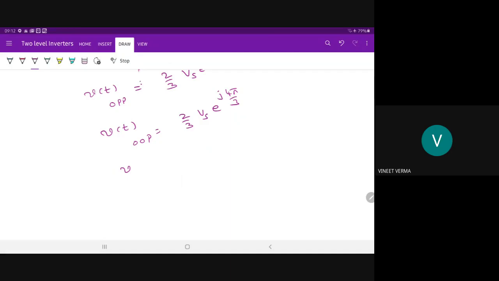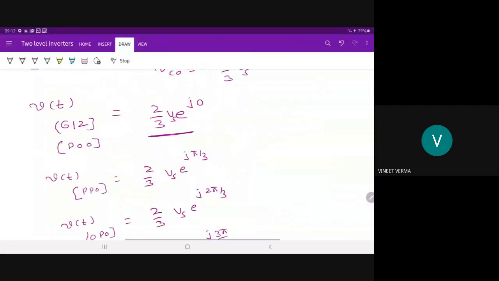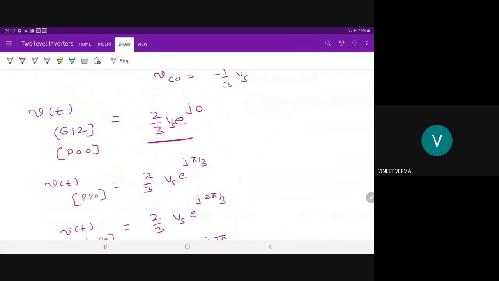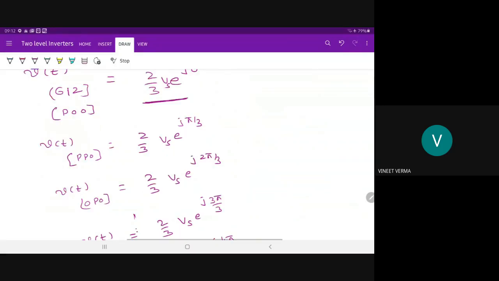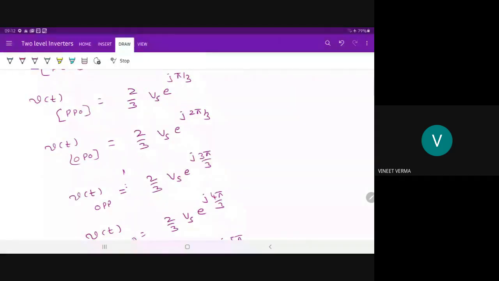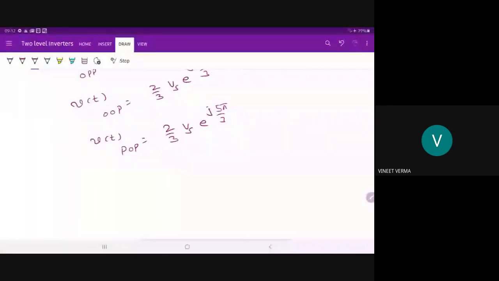The other one, so that is P0P. So it is 2 by 3 Vs e to the power of j 5 pi by 3. We are starting from e to the power of j0, e to the power of j pi by 3, j 2 pi by 3, j 3 pi by 3, 4 pi by 3, 5 pi by 3. And similarly, if you substitute v of t for PPP, so all are turned on, you will get 0. Similarly, corresponding to 0, 0, 0, you will also get 0. Is it clear?